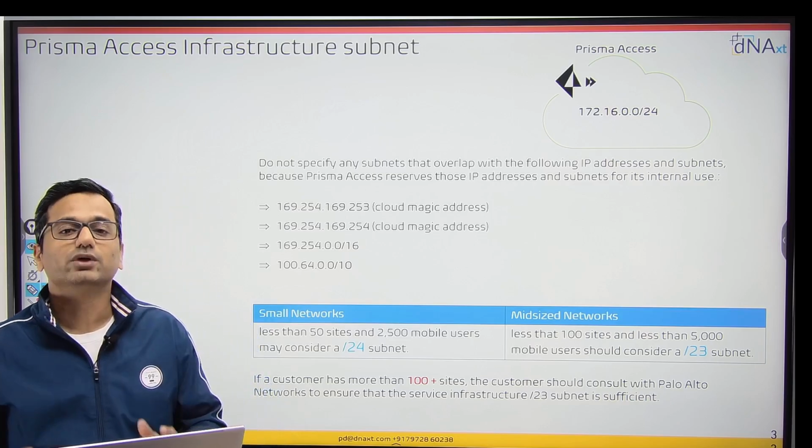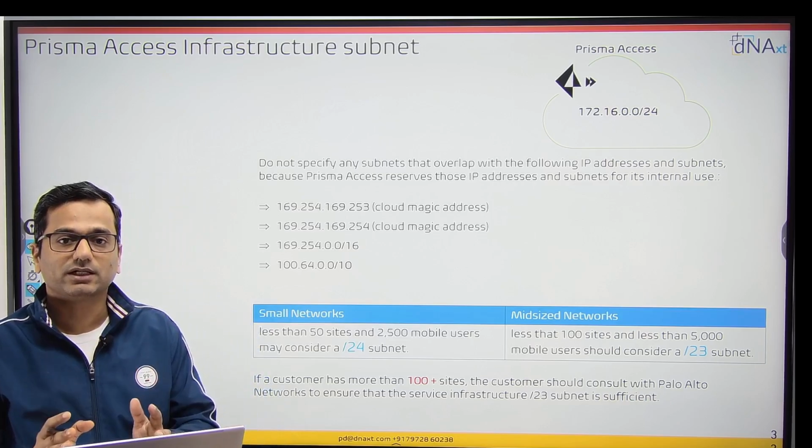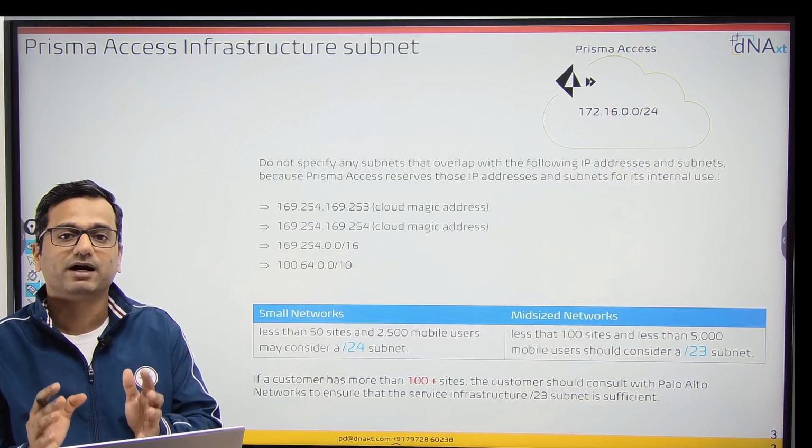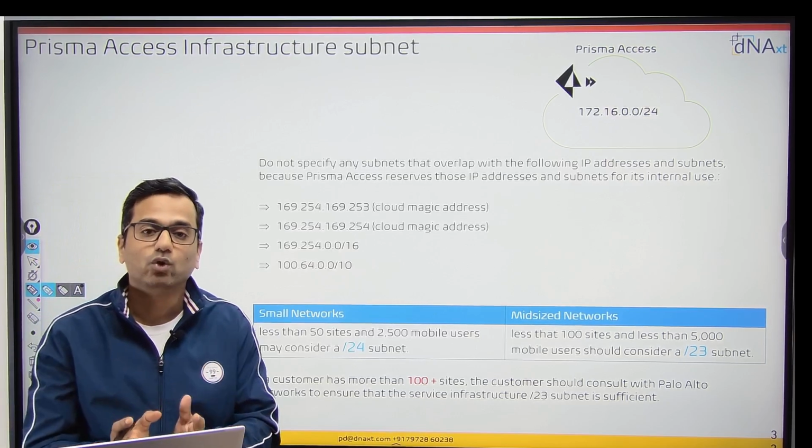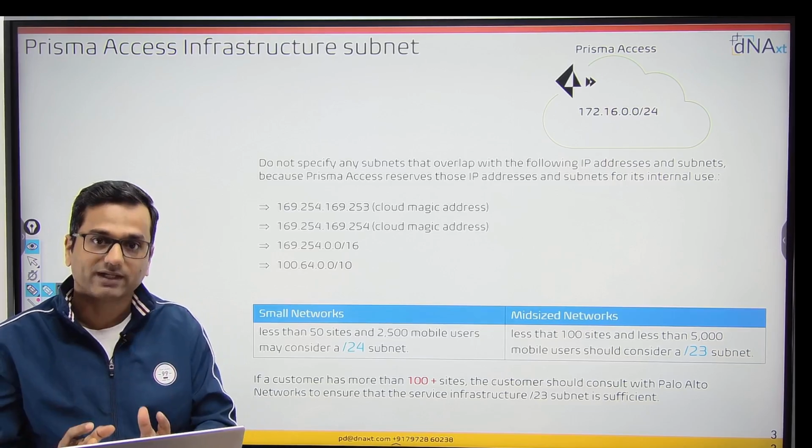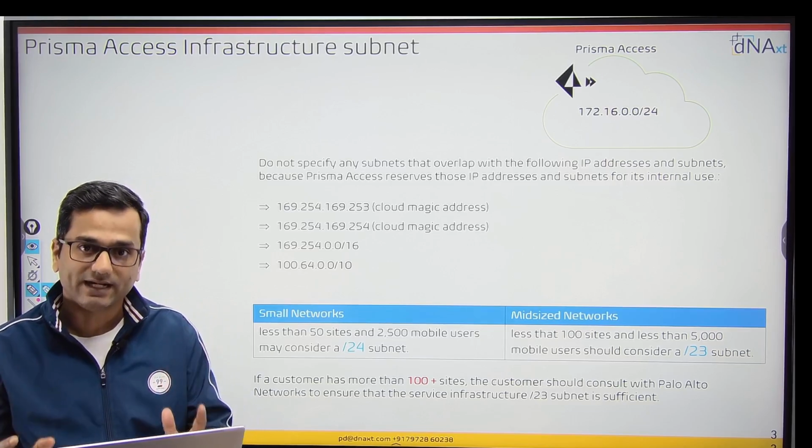Clear? So in summary, the infrastructure subnet is used by Prisma Access in its backbone network to set up our Prisma Access tenant.